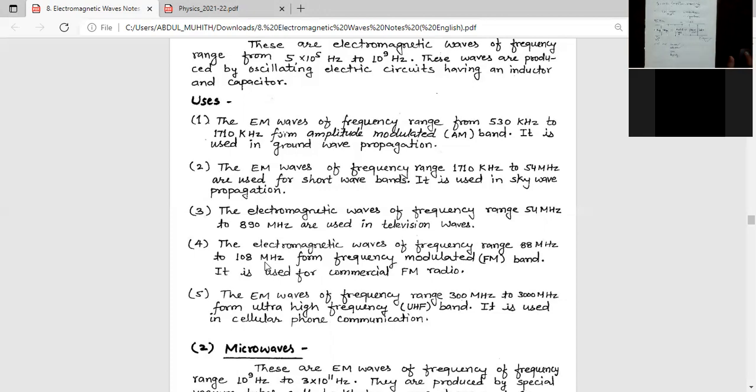The next one is electromagnetic waves of frequency range, how much? 300 to 3000. They are said to be ultra high frequency. They are used in cellular phone communication. What is the meaning of cellular phone communication? You might have seen this in Jurassic Park.